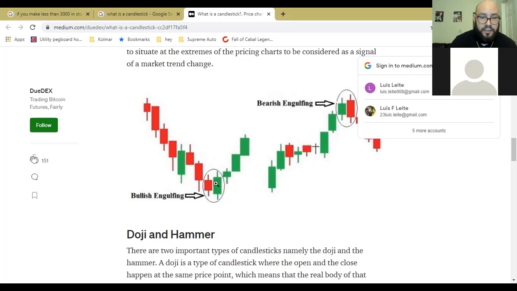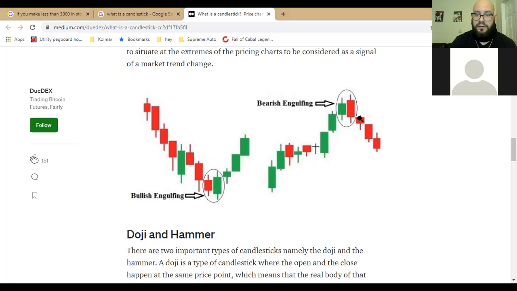But here, the bullish engulfing candle completely engulfed the body of this bearish candle. So then it started that upwards trend. And same thing over here, where that bearish candle engulfed the bullish candle.